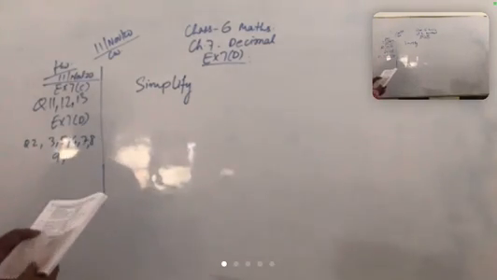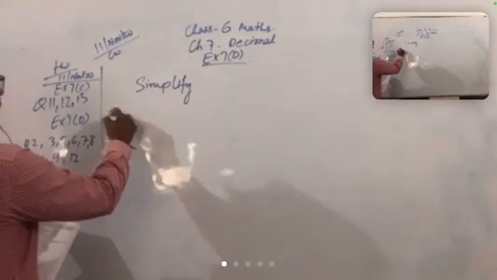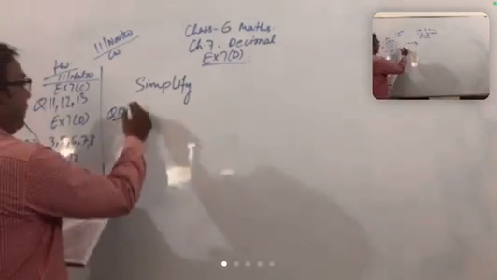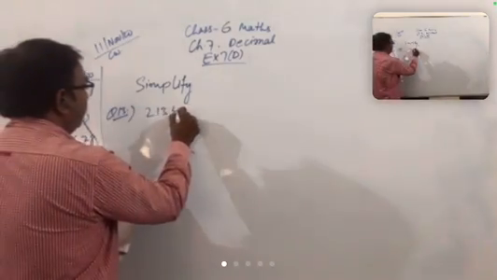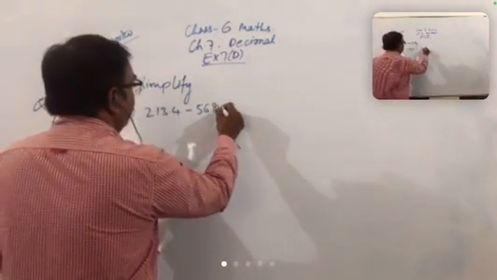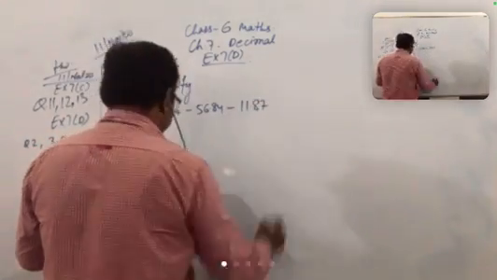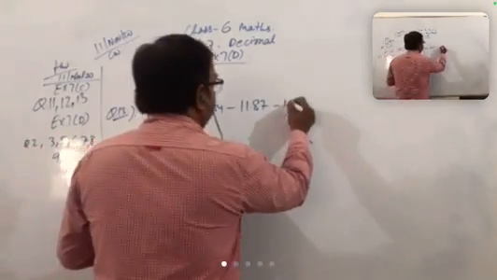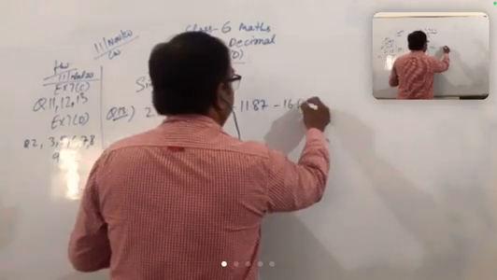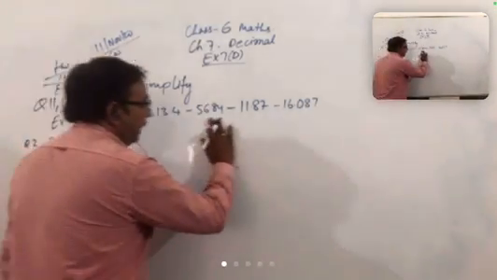Now question number 12 you can do your own. Now let us see the question number 13. Now the question number 13 is 213.4 minus 56.84, then minus 11.87 minus 16.087. Now you see here is three negative number.